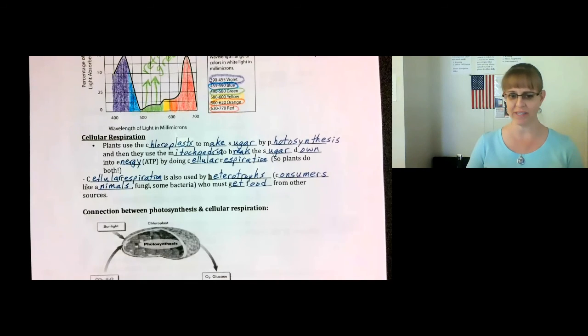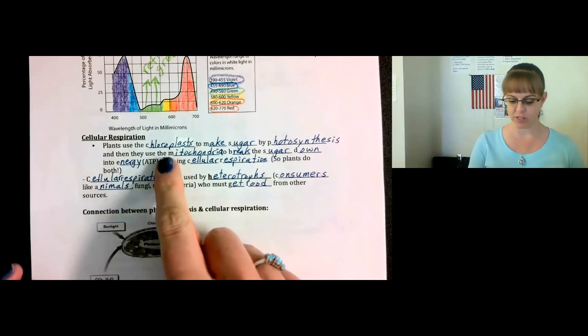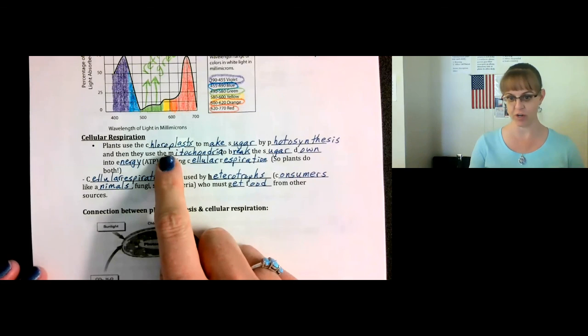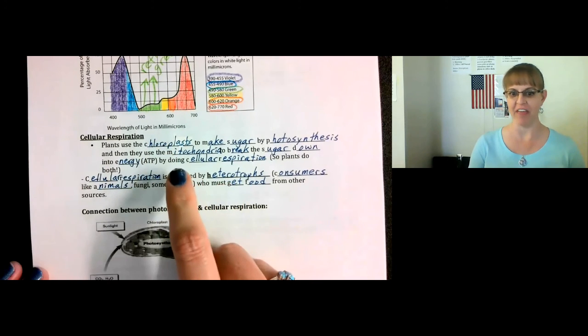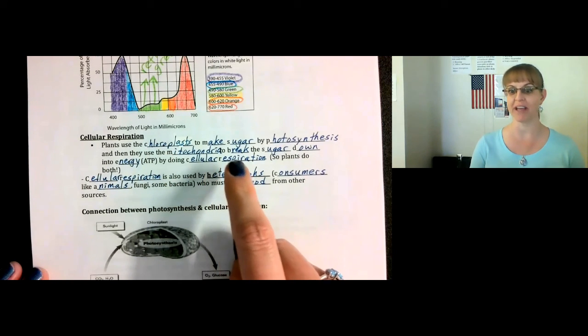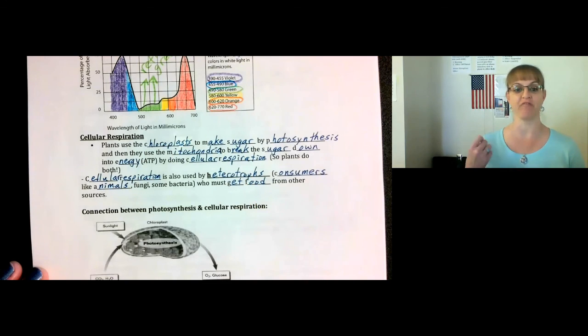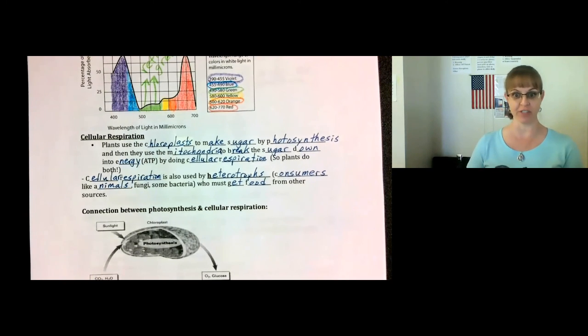So as a quick one-sentence summary, plants use the chloroplasts to make sugar by photosynthesis. Now the new part. This is cellular respiration. Then they use the mitochondria to break the sugar down and form energy by doing cellular respiration. So plants do both photosynthesis and cellular respiration. Photosynthesis is using light to make food. Cellular respiration is using food to make energy.